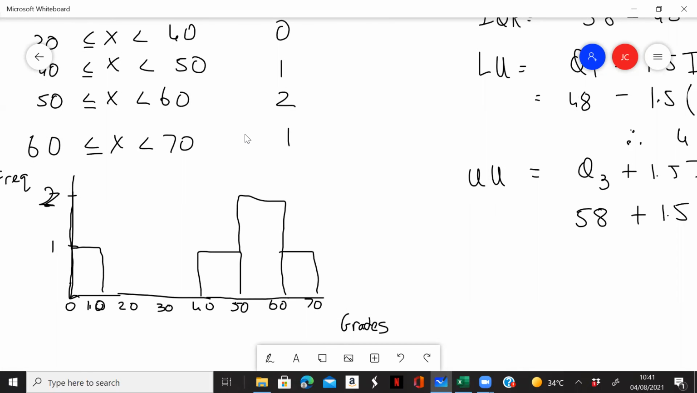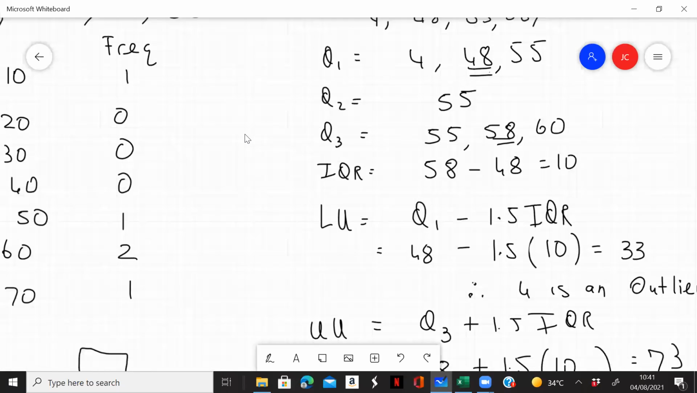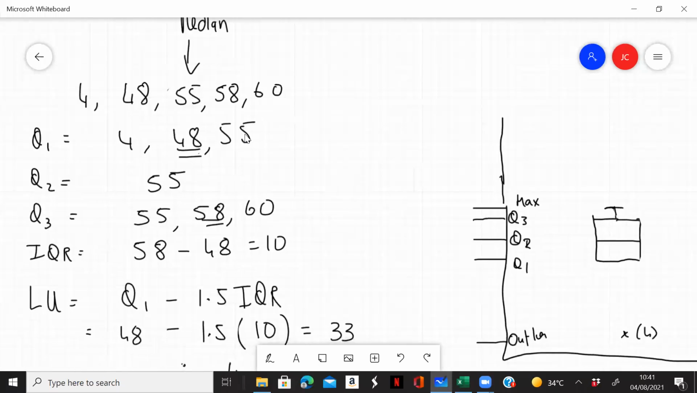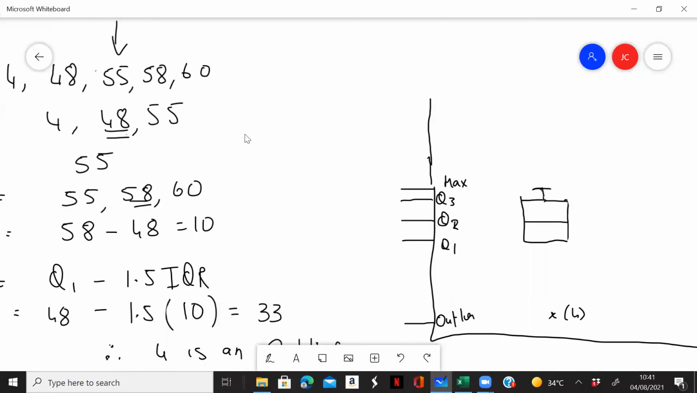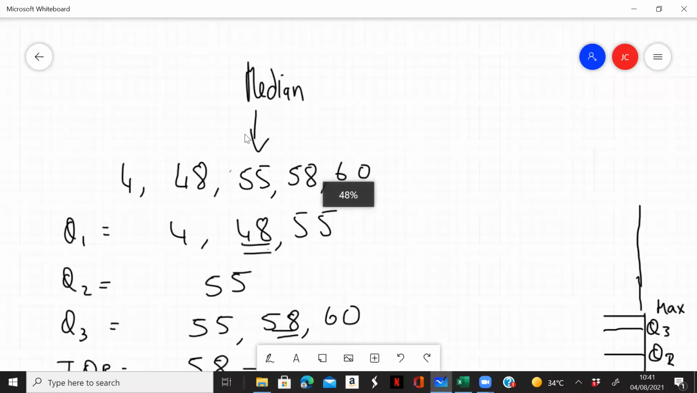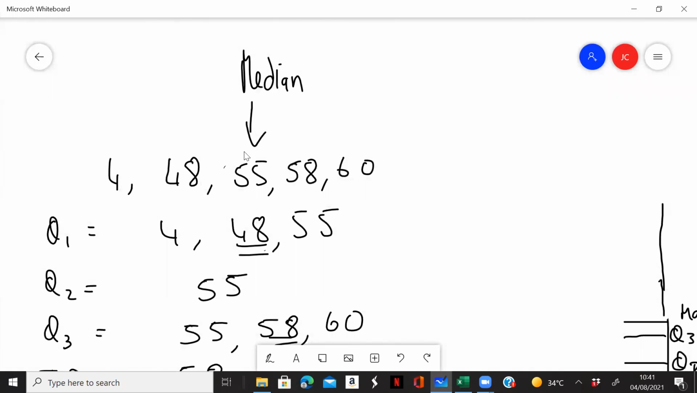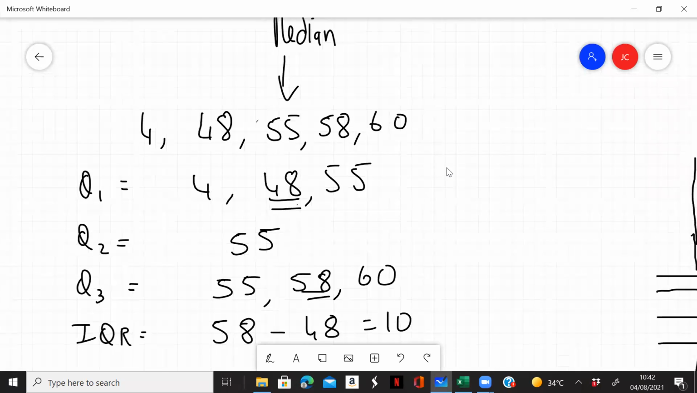Another way to picture this, but perhaps even more enlightening, is a box plot. A box plot looks something like that. I'm going to show you how to construct it, and then I'm going to show you how to interpret it. So, again, let's have the same 5 numbers as before: 4, 48, 55, 58, 60.